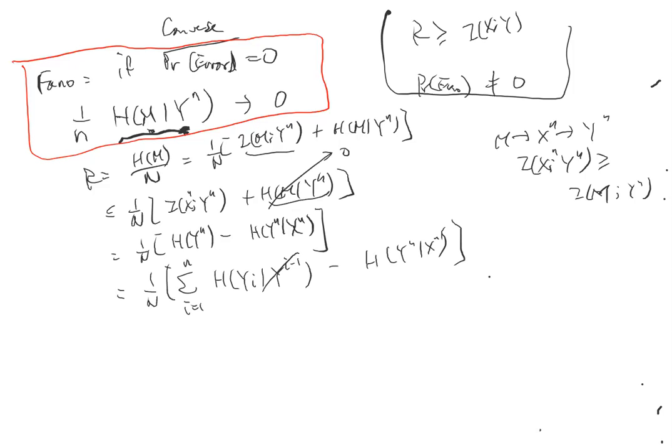So therefore this guy will be less than or equal to the sum over H(Y_i) here. And for this one here, again, I can use the chain rule. So the chain rule will be the sum over H(Y_i given X^n, Y^(i-1)), right?